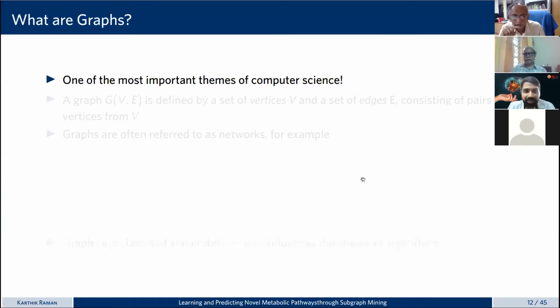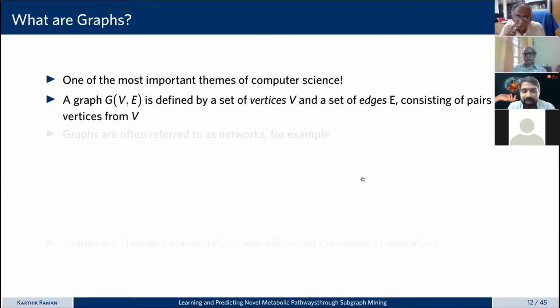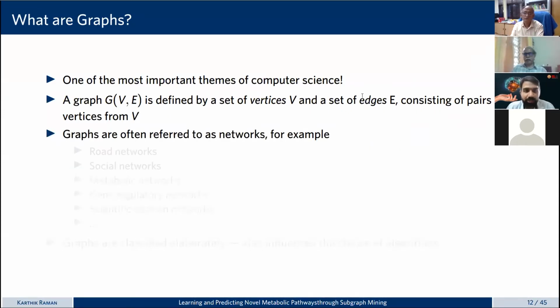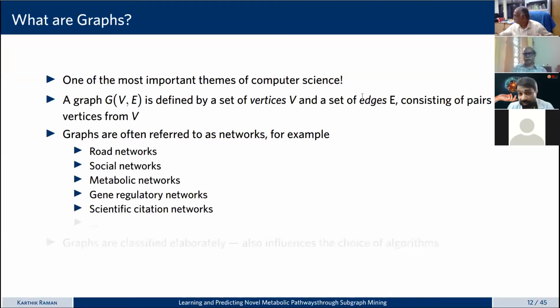So what are graphs? They're a very important theme in computer science and formally defined as G = (V, E), where G is the graph with vertices V and edges E, which consists of ordered pairs, if you will, or even unordered pairs of vertices from V. And they are typically referred to as networks. So you can think of road networks, social networks, metabolic networks, scientific citation networks. There are lots of people who study such networks to understand authorships, impacts, collaborations, and things like that.